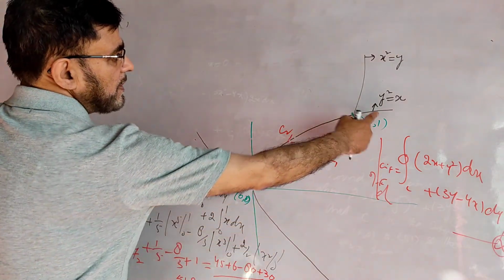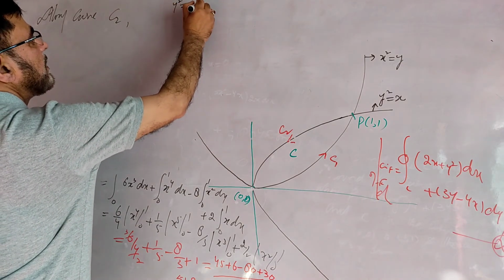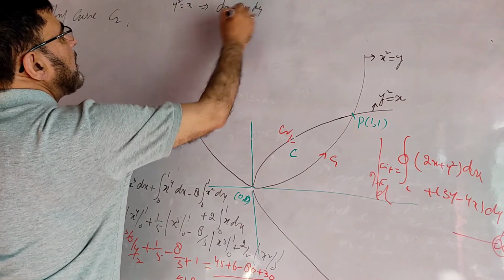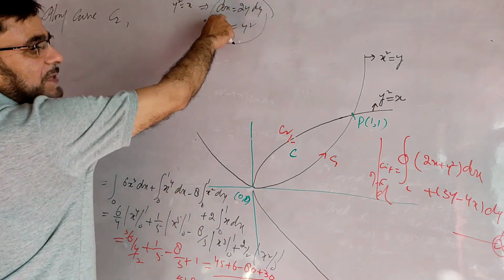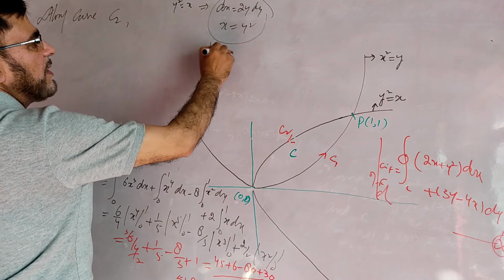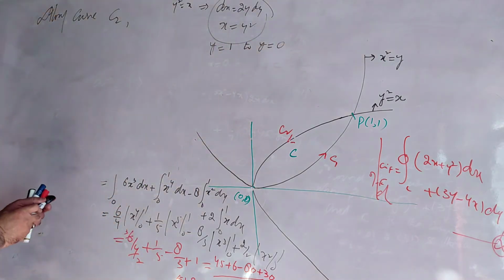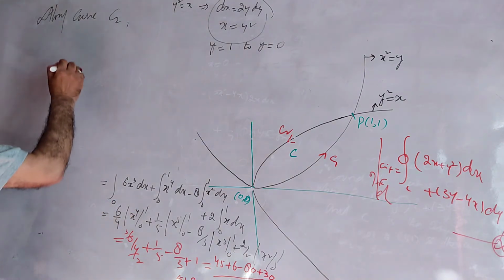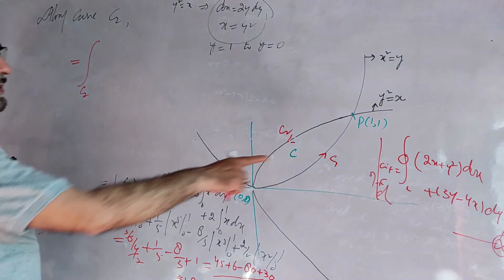Along curve C2, we have y square is equal to x, which means I have to use dx as 2y dy, and I have to use x as y square. This will be converted when I replace dx by 2y dy and x by y square. This will be converted in y. Y will be from 1 to 0. So what is this line integral along C2?